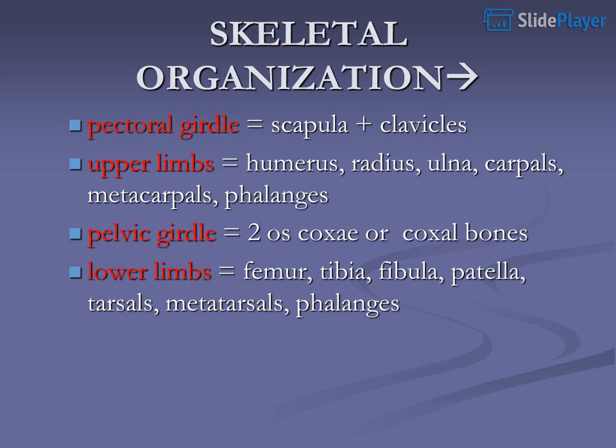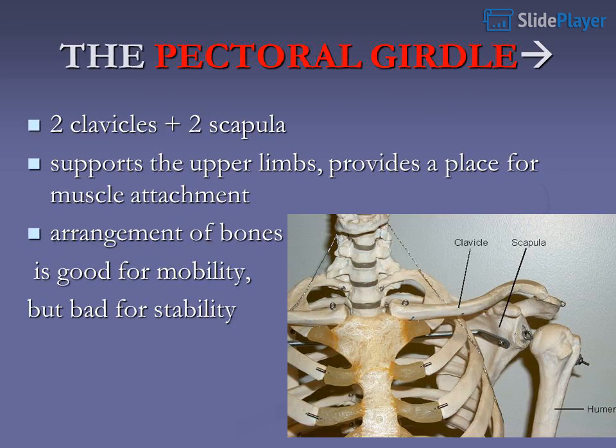Pelvic girdle equals 2 os coxae or coxal bones. Lower limbs equals femur, tibia, fibula, patella, tarsals, metatarsals, phalanges. The pectoral girdle: 2 clavicles plus 2 scapula. Supports the upper limbs, provides a place for muscle attachment. Arrangement of bones is good for mobility, but bad for stability.